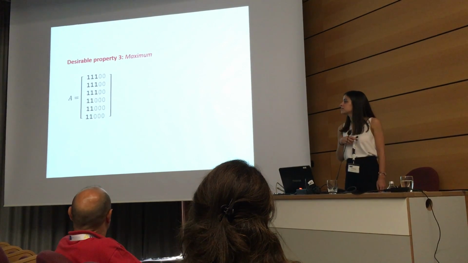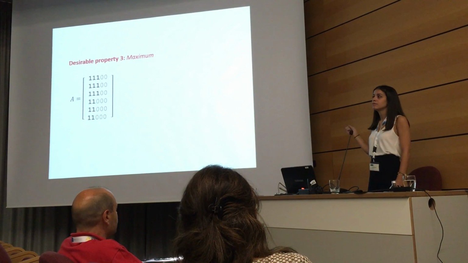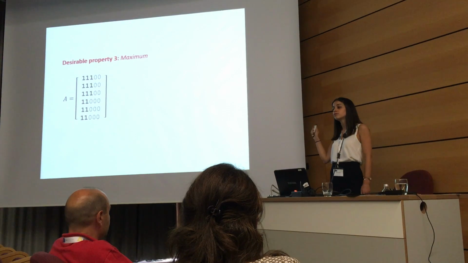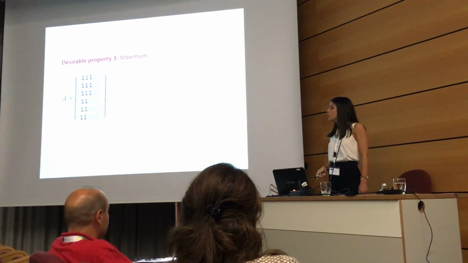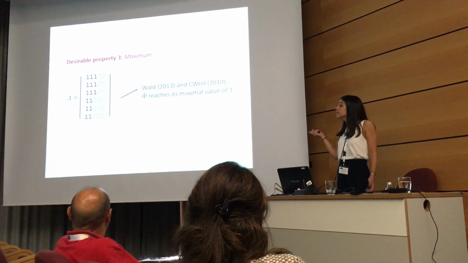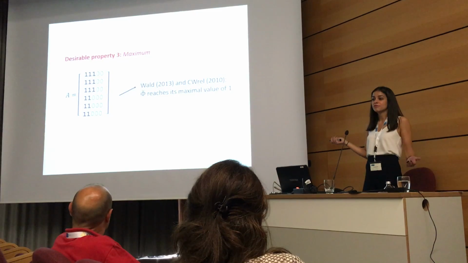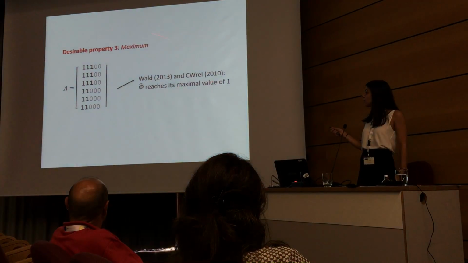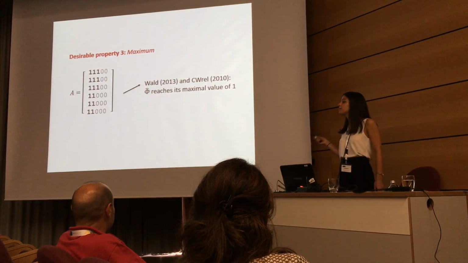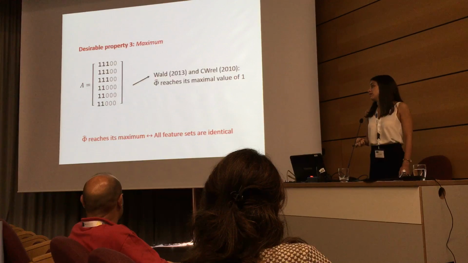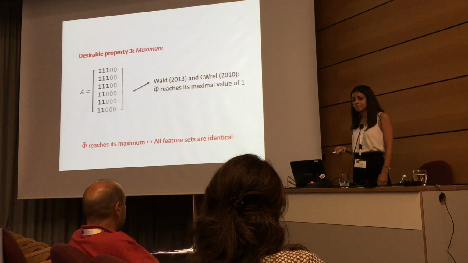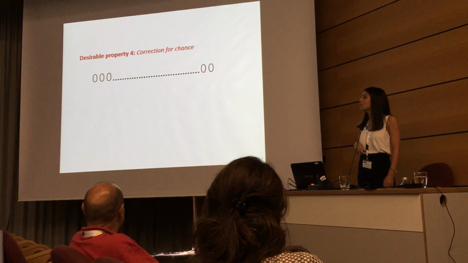Let's look now at this scenario where half of the time our feature selection procedure selects the first 3 features, and half of the time 2 of them. Well, here clearly there's some variation in the selection of the features, and some measures might return the maximal value. For instance, WALD and CWRL reach the maximum value of 1. So I've now the bi-implication, that is, phi should reach its maximum if and only if all feature sets are identical. Okay. Last property.